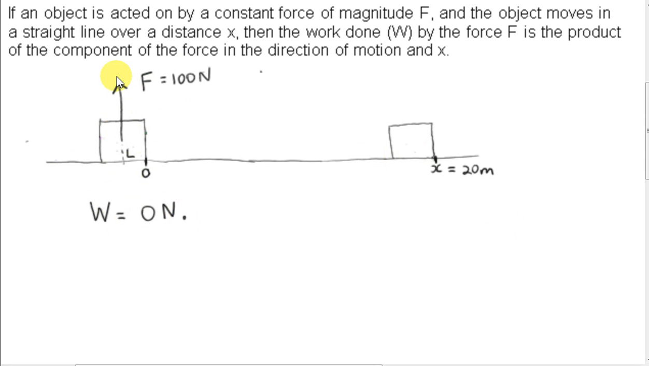So the magnitude of the component of this force in the direction of motion is 0, and the object moves a distance of 20 meters in a straight line. So we get 0 Newton meters, which is 0 joules. So as long as the force is perpendicular to the direction of motion of an object, the work done by that force is 0.